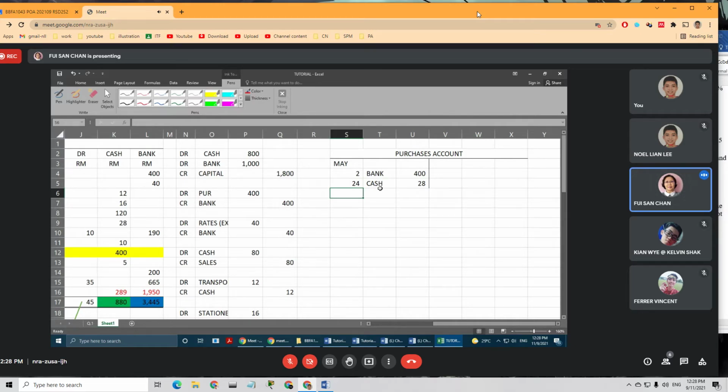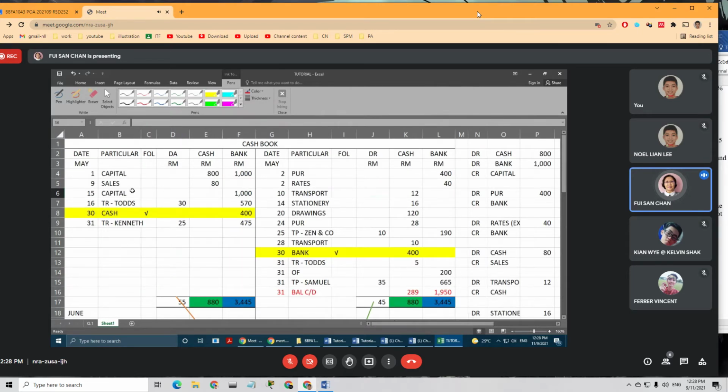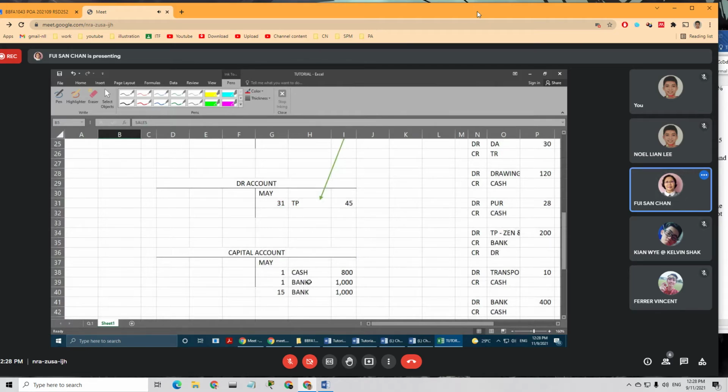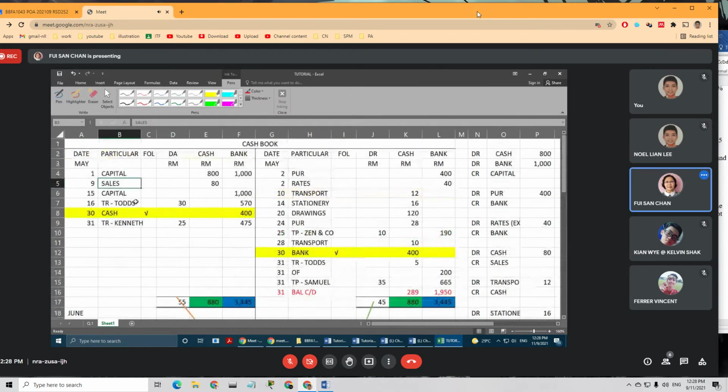Basically, if you want to do this T account, it's actually very simple. You come to here. From here, you know that you need to open a capital account. You need to open a sales account. If an account repeats, it's the same account. You don't have to open two capital accounts. One capital is enough, just like how I show you here. You need to prepare an account for capital, for sales, for trade receivable. This one no need. Cash is here already, no need.